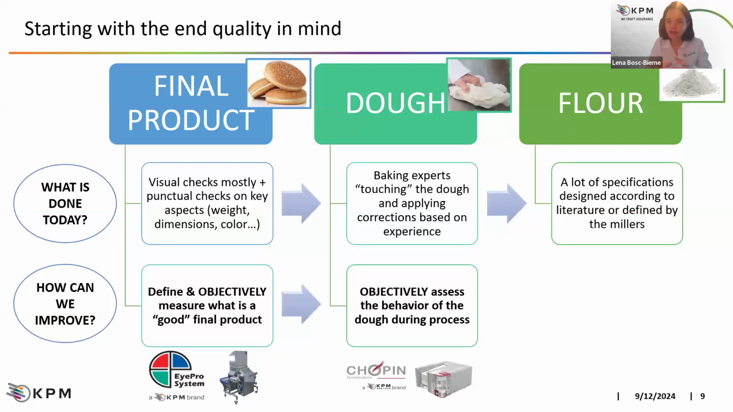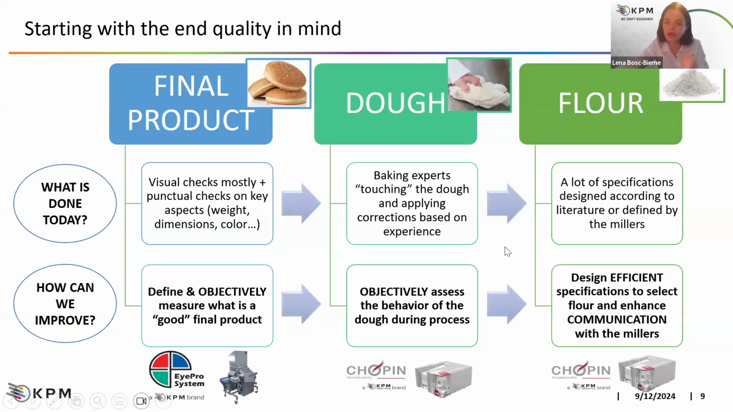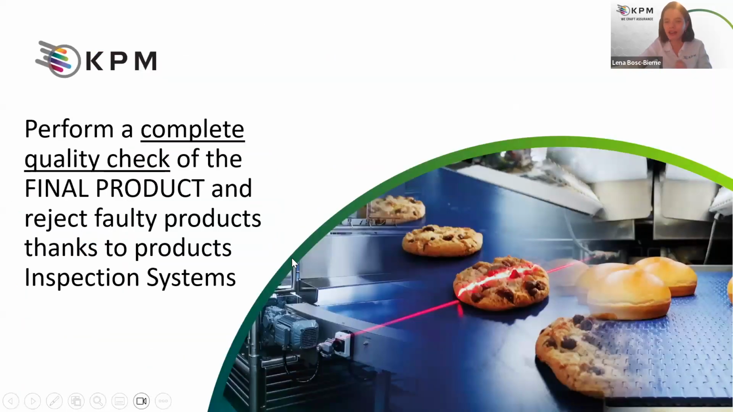The idea here is to focus on what really matters and to really design specifications based on what works for your specific product. And to do that with a tool that will help you communicate efficiently with your millers. So that's a little bit the promise, the idea, the strategy that I'm going to develop. So first, starting with the end product.